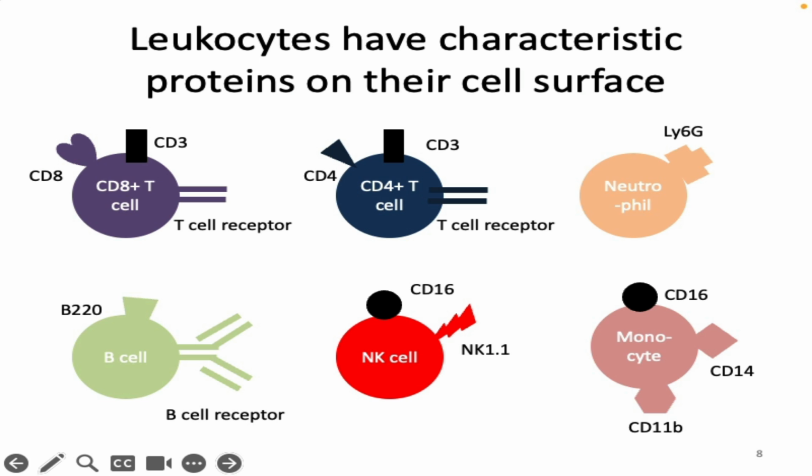So for example, a T cell has a T cell receptor. It also has a protein called CD3. And immunologists just know that. And it also has a protein called CD8 if it's a CD8 T cell. If it's a CD4 T cell, well, it still has CD3 because it's a T cell, but it has CD4. If something's a neutrophil, it has a special protein called Ly6G. And so there's a pattern for all of these cell types of proteins that are on their surface. Over the years, immunologists have spent a bunch of time cataloging the proteins that are on the surface of different leukocytes.